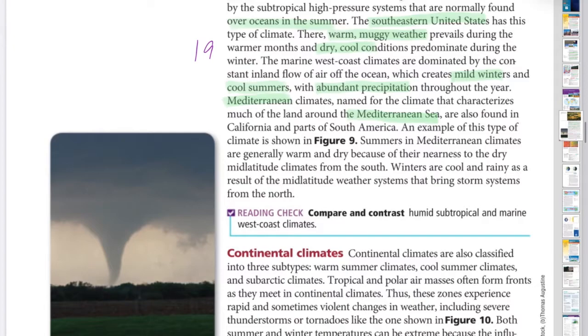Summers in Mediterranean climates are generally warm and dry because of their nearness to the dry mid-latitude climates from the south. Winters are cool and rainy, so summers are generally warm and dry. Winters are cool and rainy as a result of the mid-latitude weather systems that bring storm systems from the north.